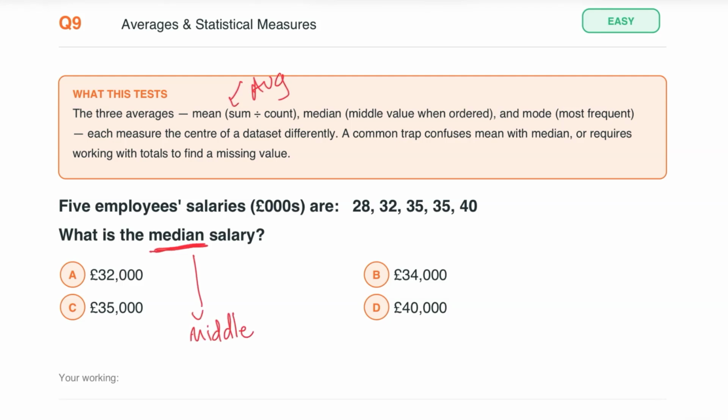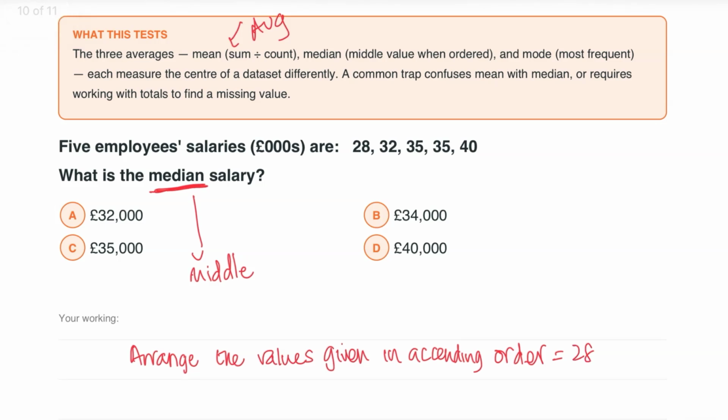First of all, to get the middle value, we need to arrange the values given in ascending order. Now, if this is given in ascending order, nothing to arrange. Yes, 28, 32, 35, 35, 40. So it is in ascending order from smallest to biggest. Therefore, we don't need to arrange it, but we can just simply state it here: 28, 32, 35, 35, 40.